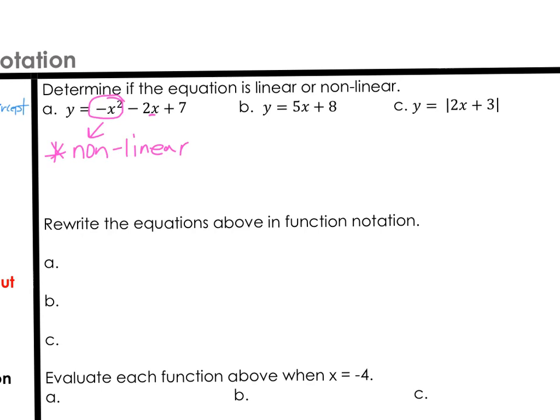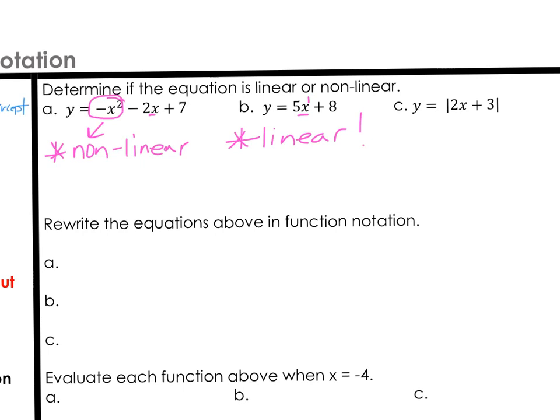In example B, y equals 5x plus 8. Notice that looks very similar to the definition over on the left-hand side. In this example, that x is just plain. Technically, it's raised to the first power, and nothing else is changing that value of x other than the slope of 5, or that a value of 5. That makes this equation an example of a linear function.